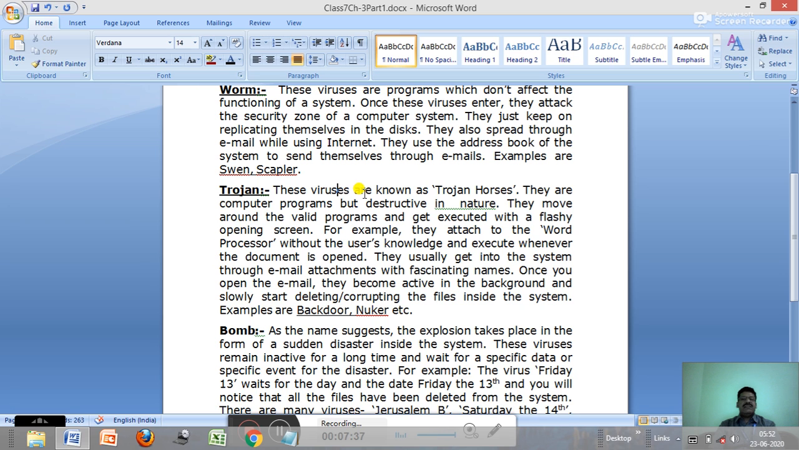Second is Trojan. These are also known as Trojan horses. They are programs only but destructive in nature. They attach to the word processor like MS Word without our knowledge and execute whenever the document is opened. They get into the system through email attachments with fancy names. Once you open the email, they become active and slowly start deleting or corrupting the files.